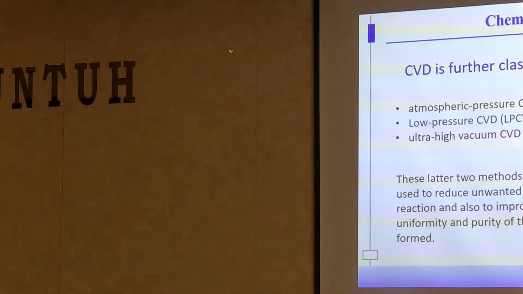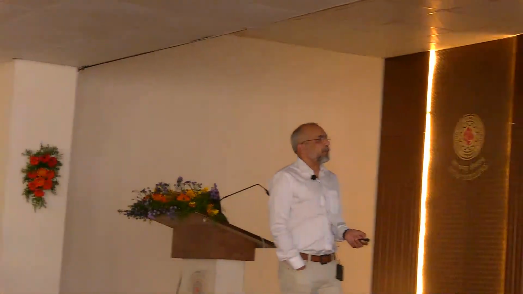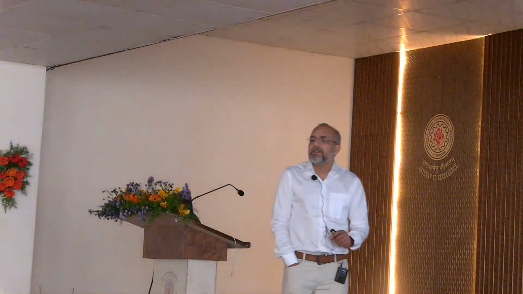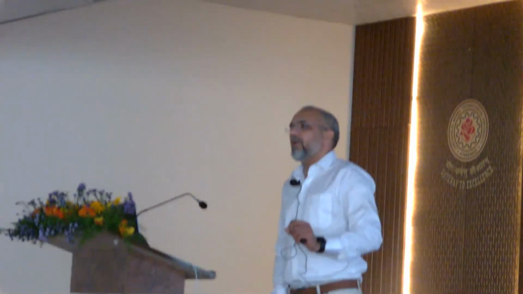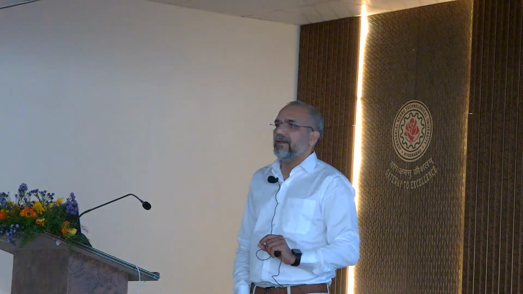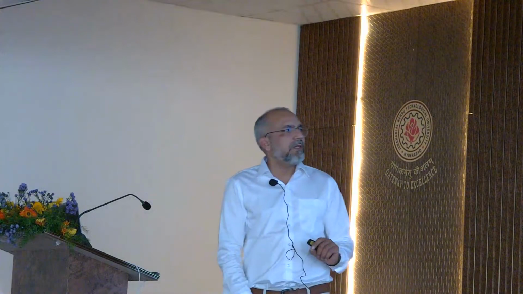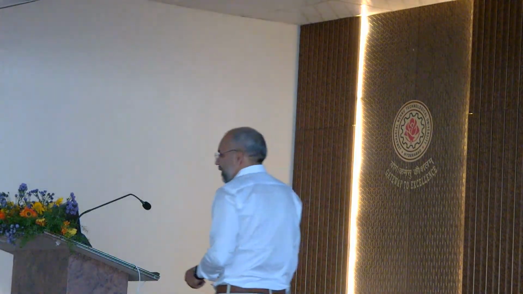So the chemical vapor deposition method can be further classified into atmospheric pressure CVD, low pressure CVD, and ultra high vacuum CVD. Just to give you an example about these two technologies, the first one, atmospheric pressure and low pressure. If you want to grow graphene using these two technologies, for example, when you use low pressure technology, it's very hard to have a monolayer graphene layer. But in the first case, at constant pressure CVD, you can easily get a single layer graphene.